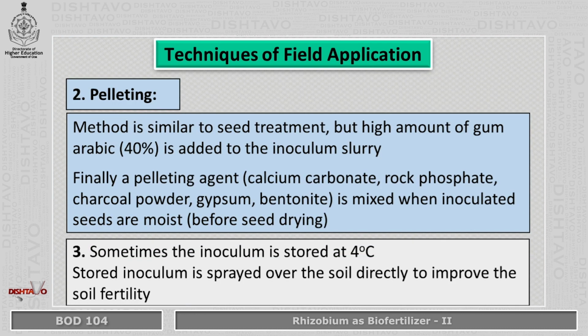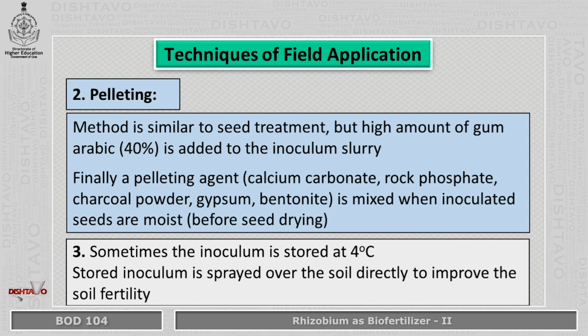Pelleting. When soil has adverse conditions such as dryness, acidity, excess fertilizers and pesticides, the rhizobial cells are protected by adopting a special method of inoculation, that is, pelleting or preparation of pelleted seeds. This method is similar to seed treatment, but a high amount of gum arabic, that is 40%, is added to the inoculum slurry. Finally, a pelleting agent such as calcium carbonate, rock phosphate, charcoal powder, gypsum, or bentonite is mixed when inoculated seeds are moist before seed drying.